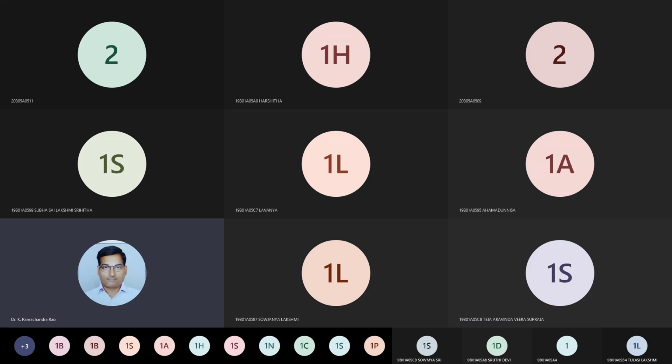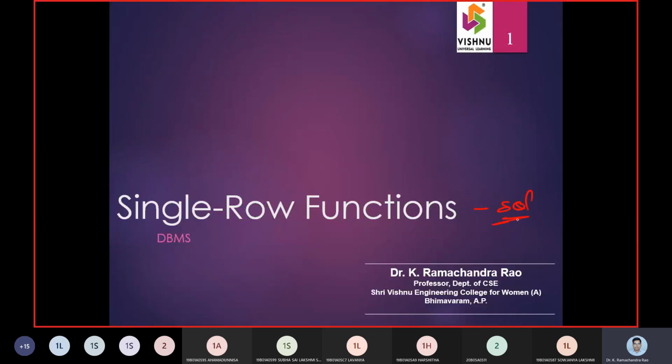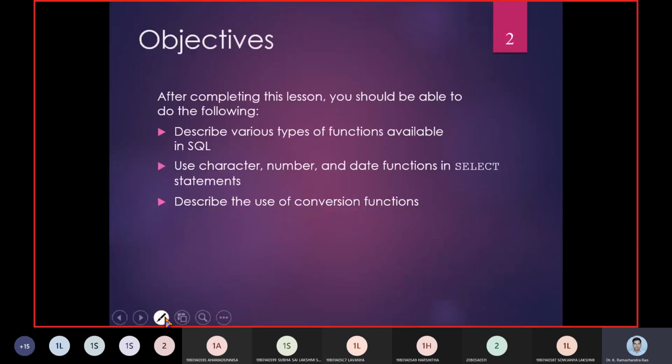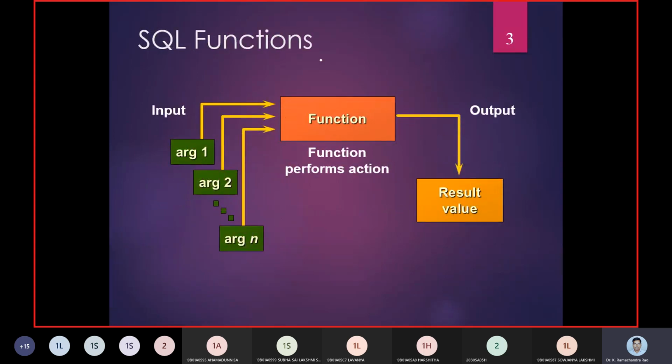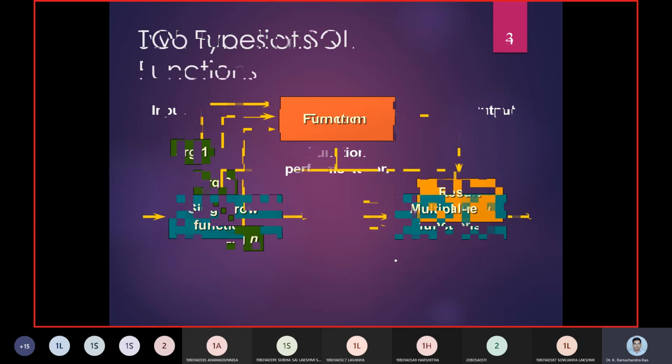Functions in SQL. Single row functions, that too we will be discussing here. So now when we talk about an SQL function, it does have an input, it does have some parameters called arguments, and finally it is going to display the answer. So an SQL function is going to have arguments and some function prototype, and then it is displaying the value. Fine.